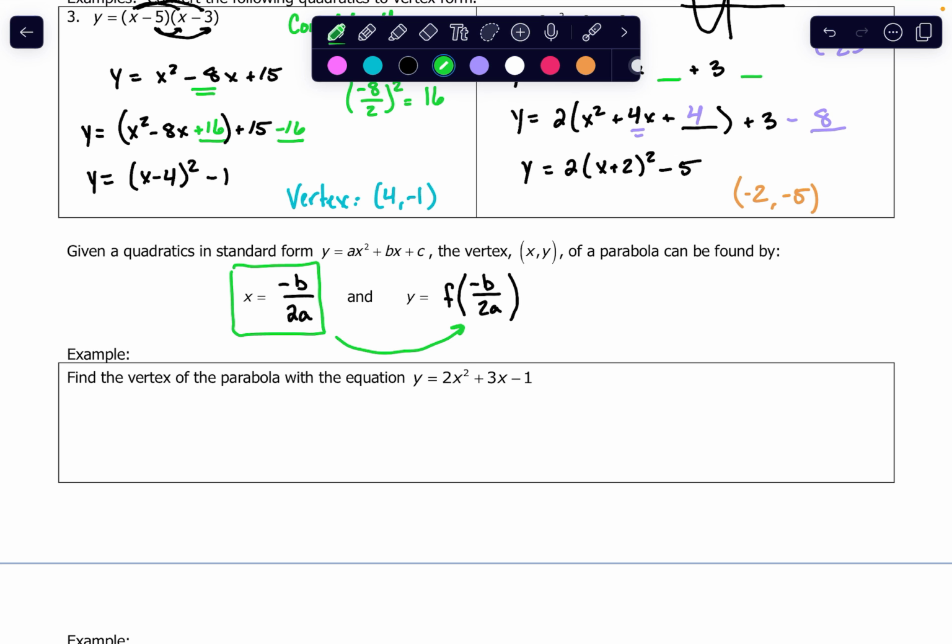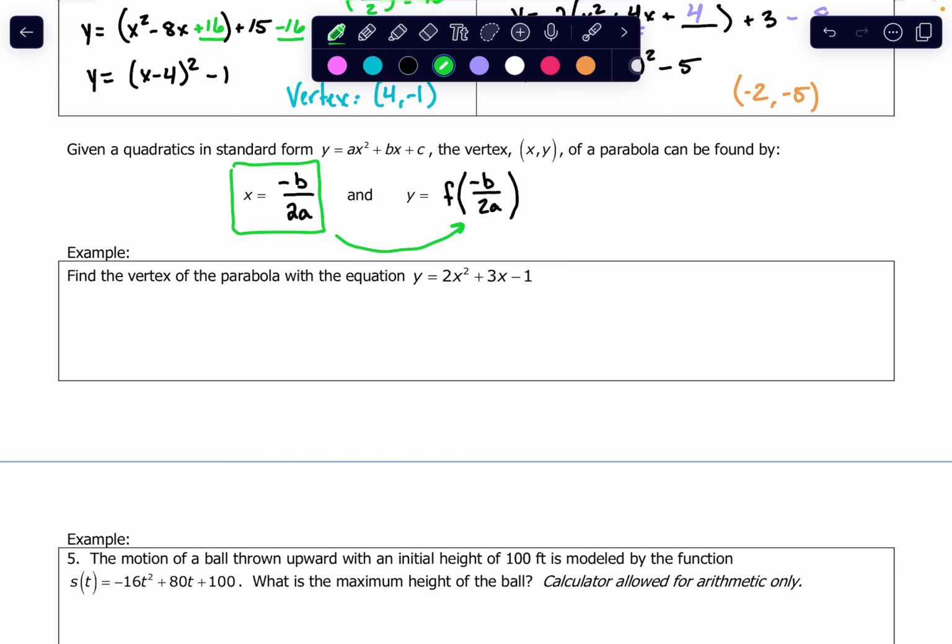That's all. So let's actually practice this case. I want you to also notice that this isn't a great case to complete the square because this middle term is odd. Like you could, but it's just going to be painful, and I don't like pain.